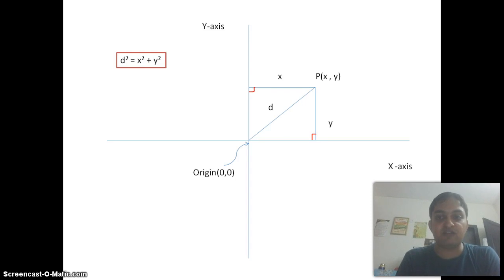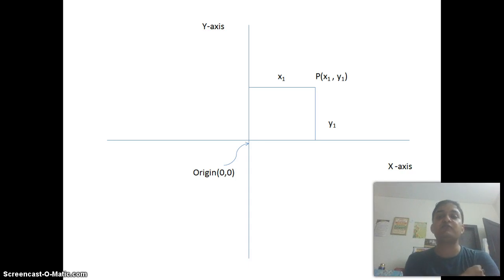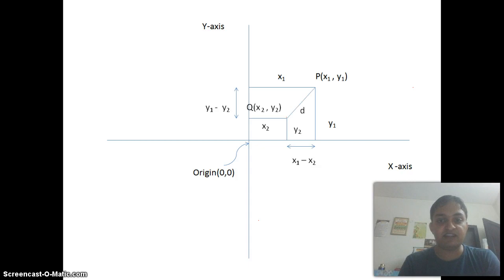Now let us see how we compute the distance between two points. So moving forward from the previous slide, we have point P x1, y1, where what x1 and y1 mean is clearly denoted in this slide. Now let us introduce another point Q with coordinates x2, y2, where x2 and y2 are depicted clearly what they mean.